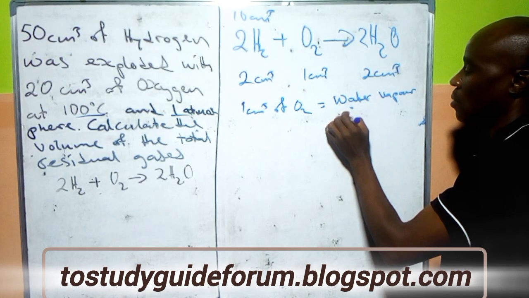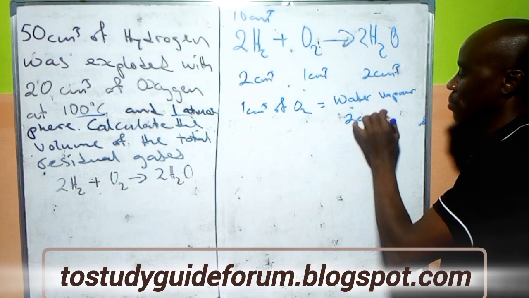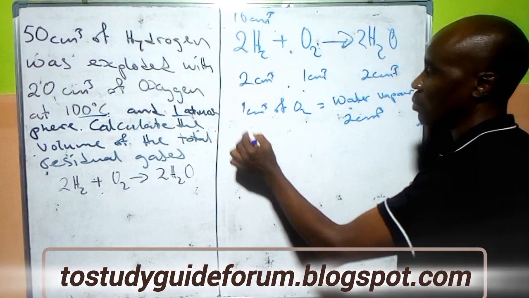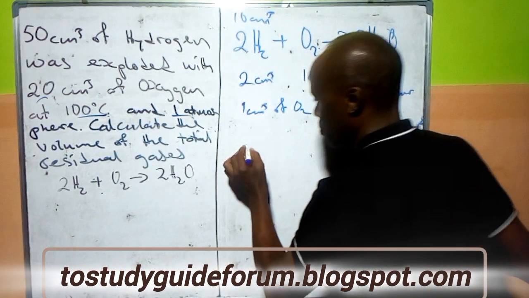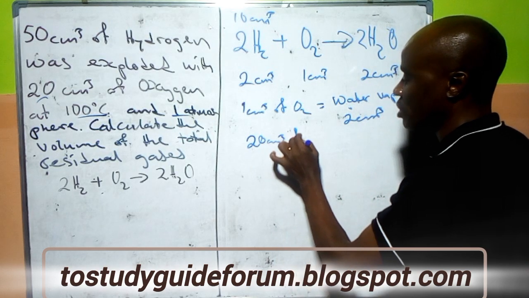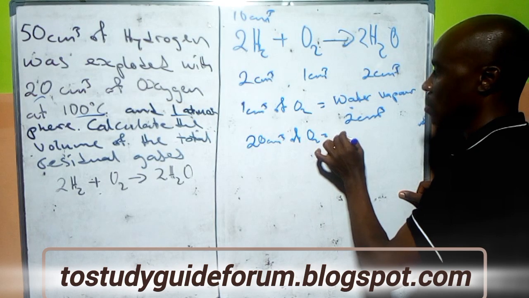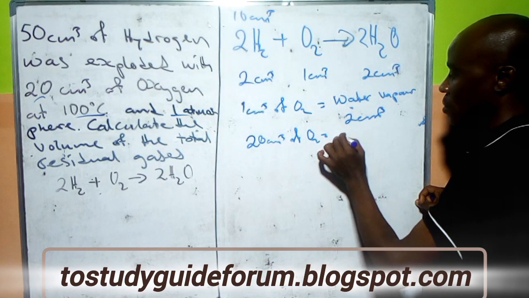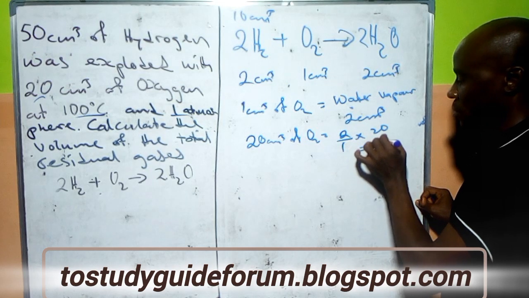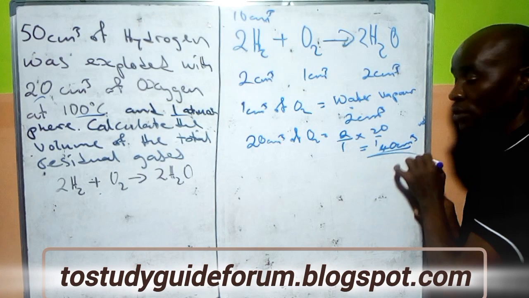Water vapor will be equal to, the water vapor will be what? 2 cm cube. That's 2 cm cube because of this. So what we mean is that since we have 20 cm cube of oxygen, it will then give us, what are we going to get? We have 2 times 20. That will give us what? 40 cm cube.